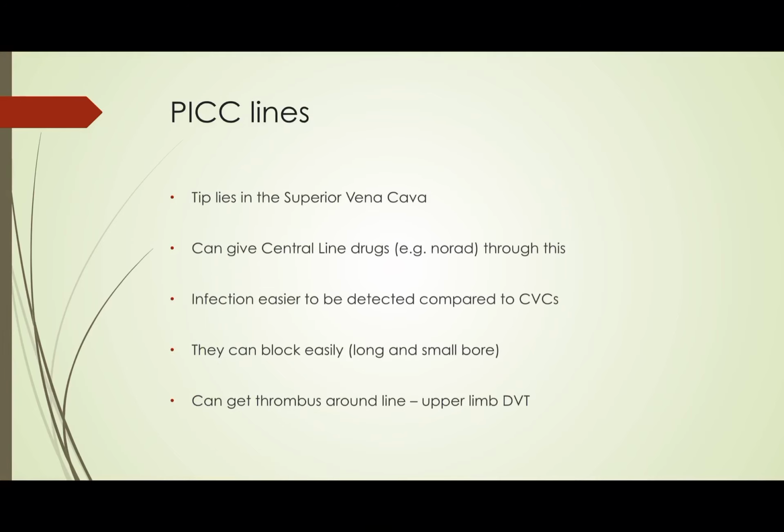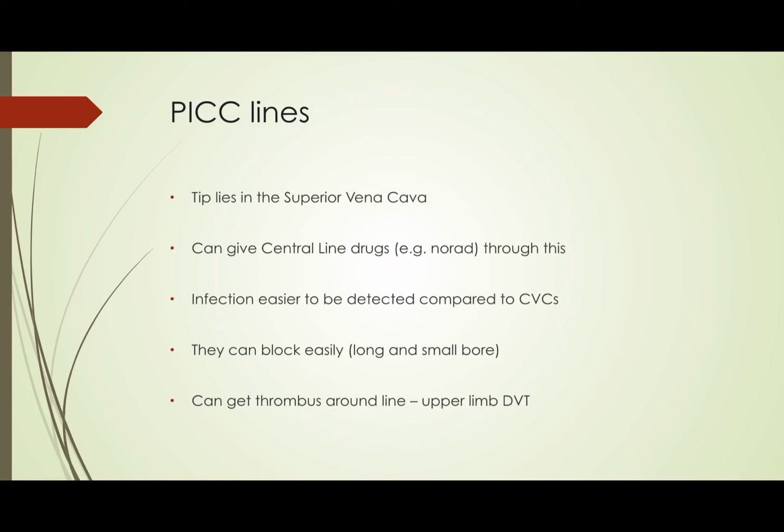PICC lines are peripheral lines in the sense that they're put into peripheral veins, but they're very long, and the tip of them usually ends up in the superior vena cava. And so they can be used as central lines, and so things like noradrenaline can go through them, and also TPN. They're preferable to central lines in the sense that they are placed peripherally, and therefore if you do get infection, it is often fairly obvious fairly quickly that they're infected. Occasionally you can just get the infection on the tip and nowhere else, but that's rare.